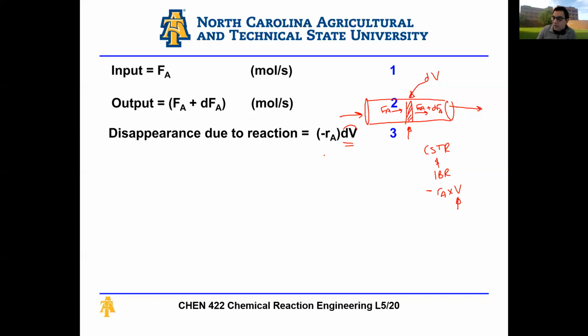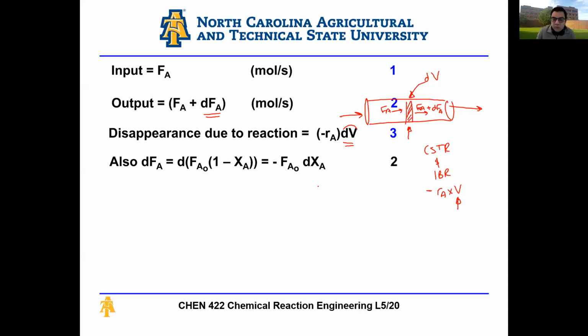Okay, so now let's try to combine these. Actually, before combining them, we're going to deal with this dFA somehow and change it in terms of XA, right? Because as we said on the previous slide, I want to get an expression for XA. So I write dFA is equal to FA0 (1 minus XA) minus FA0 dXA.